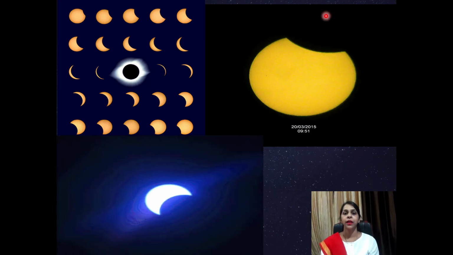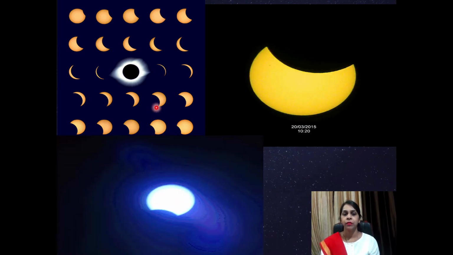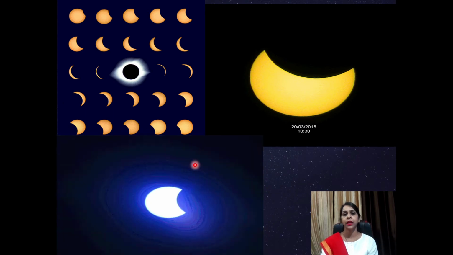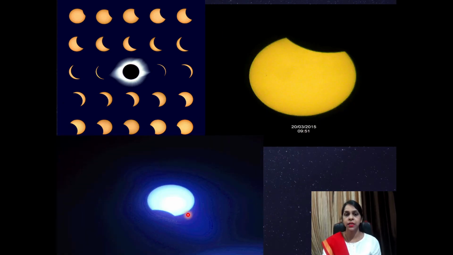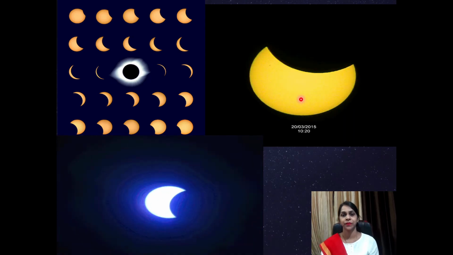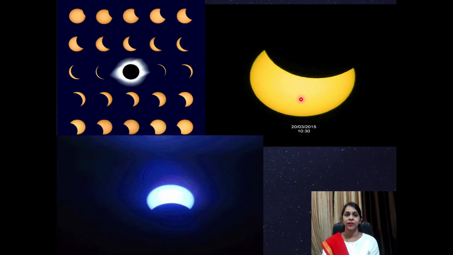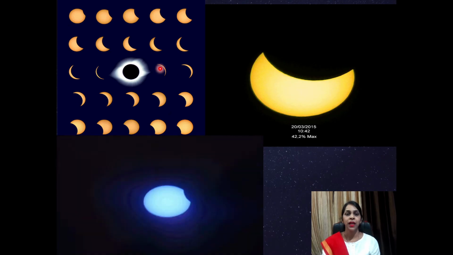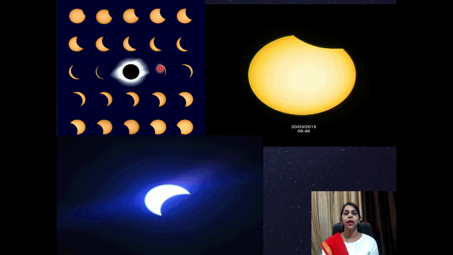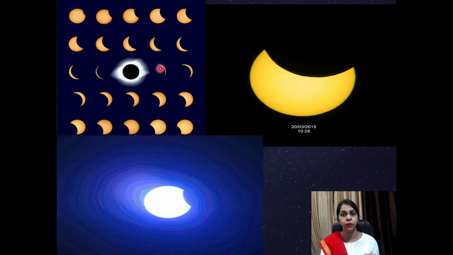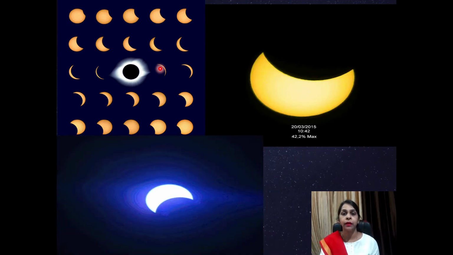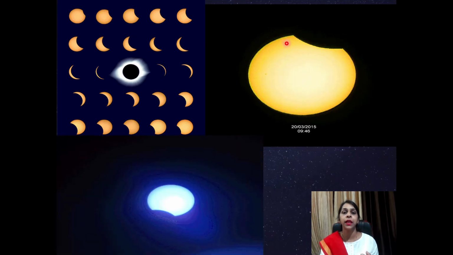Students, in this slide, please observe these three slides very carefully. In this slide, we can see through the animation how a solar eclipse occurs. It looks as if someone is eating the sun.